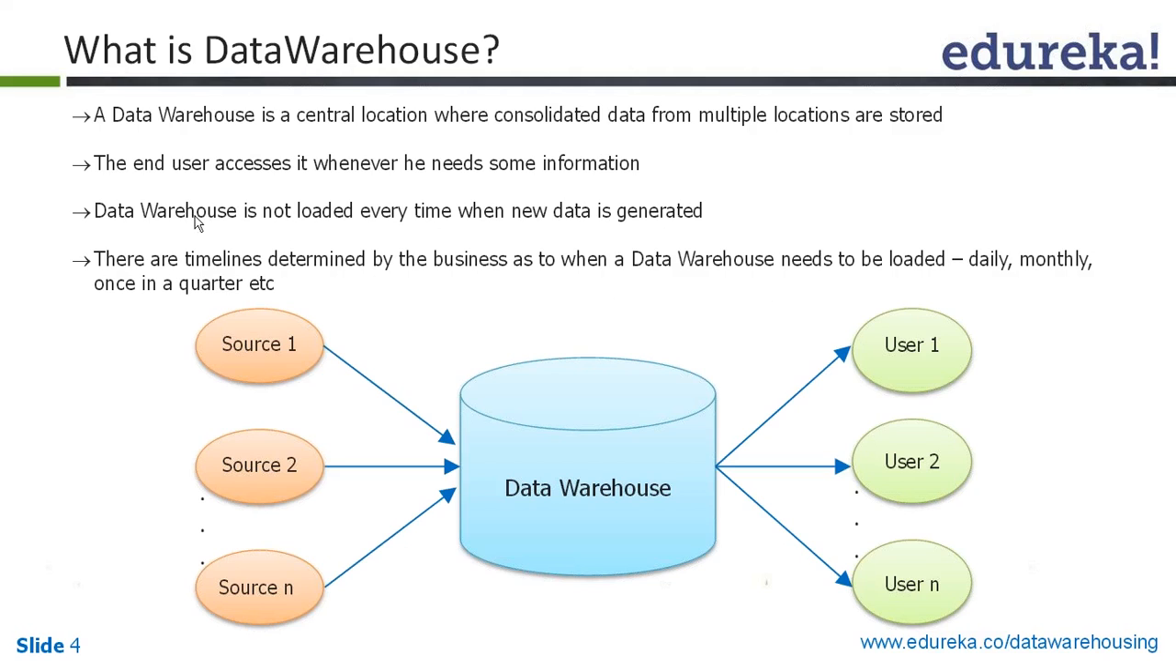Going forward, a data warehouse is not loaded every time new data is generated. That's the basic difference. If you load the data every time it is generated, it becomes exactly like an OLTP system. So that is the basic distinction. You have a set frequency at which you will load the data.